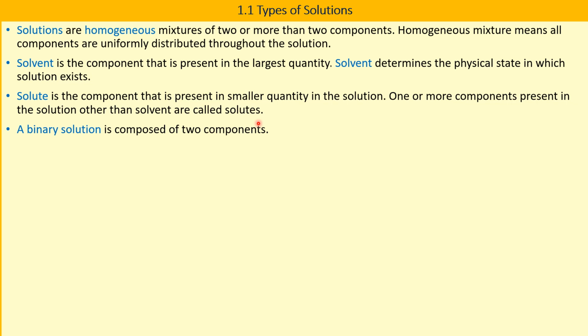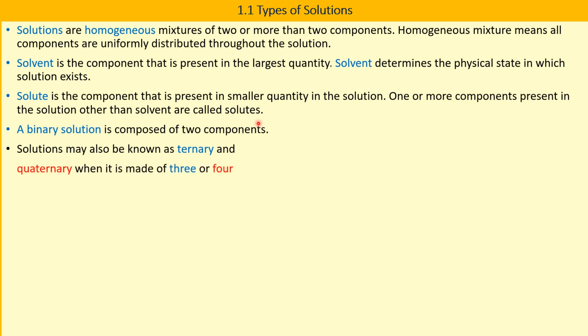A binary solution is composed of two components. Solutions may be known as ternary and quaternary when it is made up of 3 or 4 components respectively. That means if 3 components are present, then it is called ternary, and if 4 components are there in a solution, then it is quaternary.